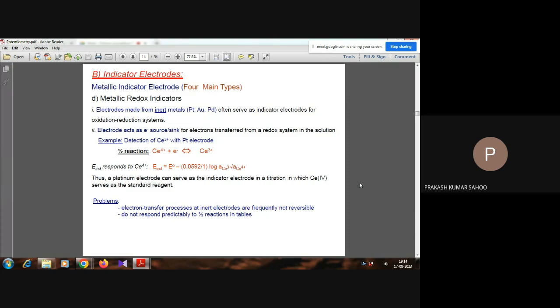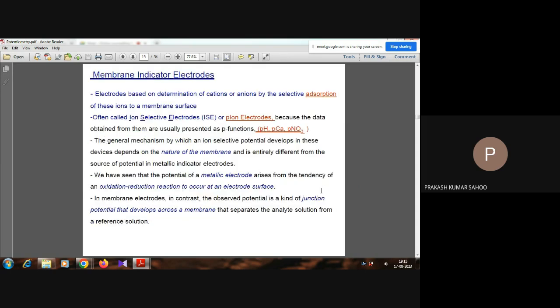Redox indicator means where reduction and oxidation take place simultaneously. These are generally the inert raw metals, say platinum, gold, or palladium. Like in the standard hydrogen electrode, platinum is generally used as the indicator electrode, and here cerium gains an electron at the platinum electrode to give cerium 3 plus, and this is the electrode potential equation.